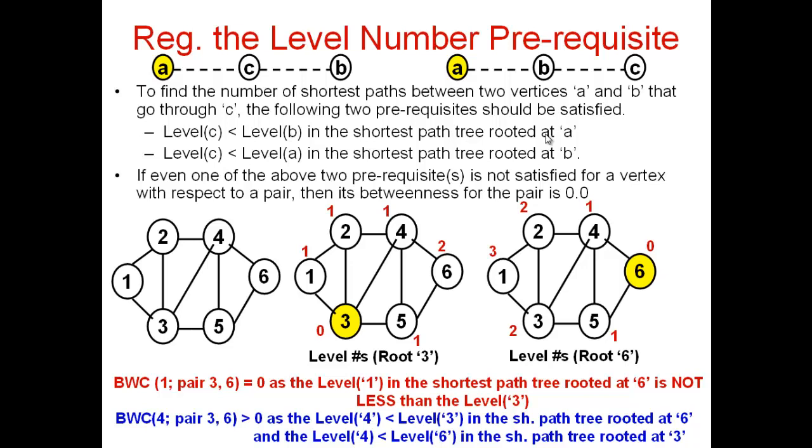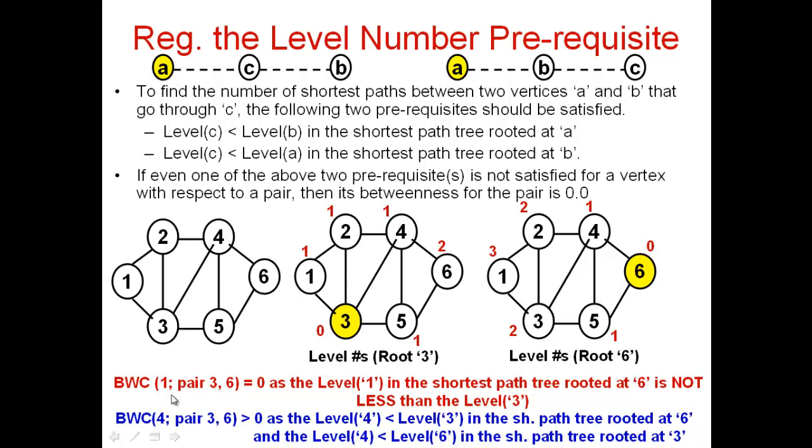Okay, so let's do a couple of examples. So given this graph, let us pick the pair 3, 6. So now we have to run breadth first search from 3 and breadth first search from 6 with those two vertices as the root for the respective breadth first search tree. So 3 is at level 0, then 1, 2, 4 and 5 are said to be at level 1 and 6 is at level 2. So 6 is at level 0, 4 and 5 are at level 1, then 2 and 3 will be at level 2 and 1 will be at level 3.